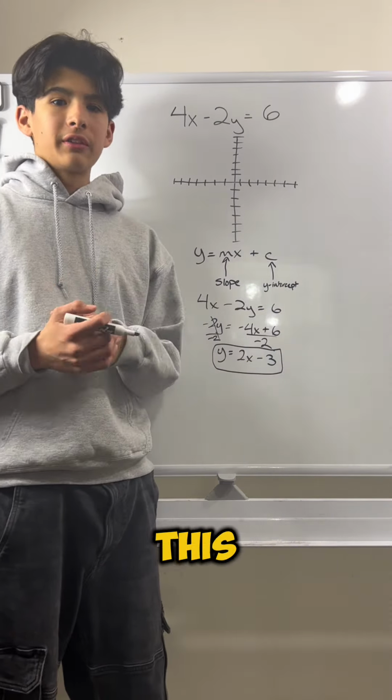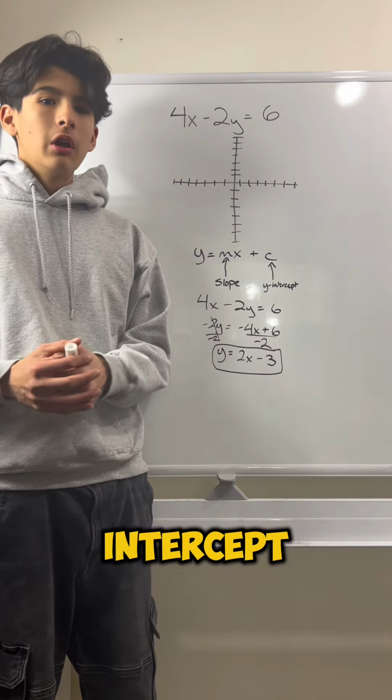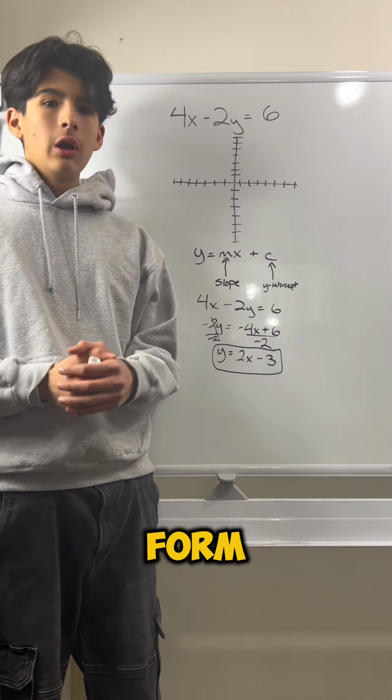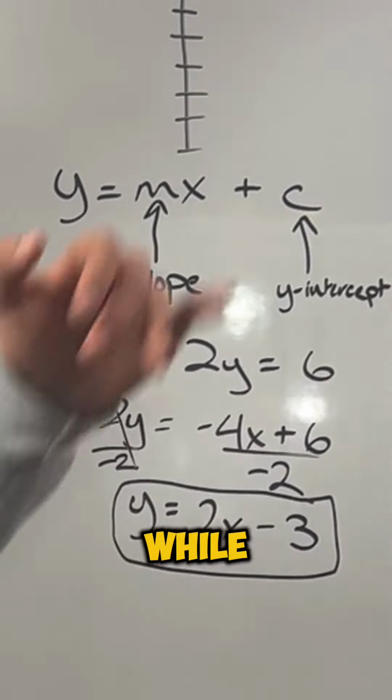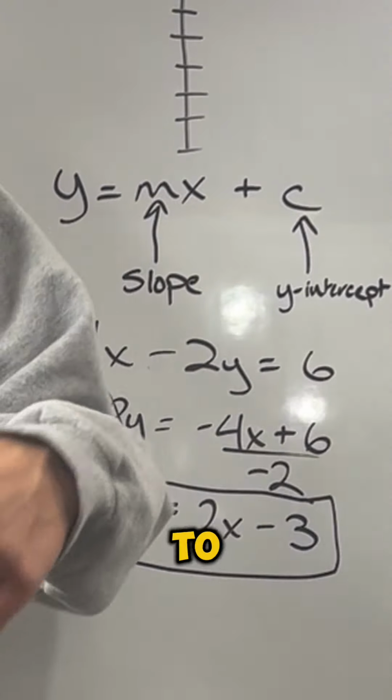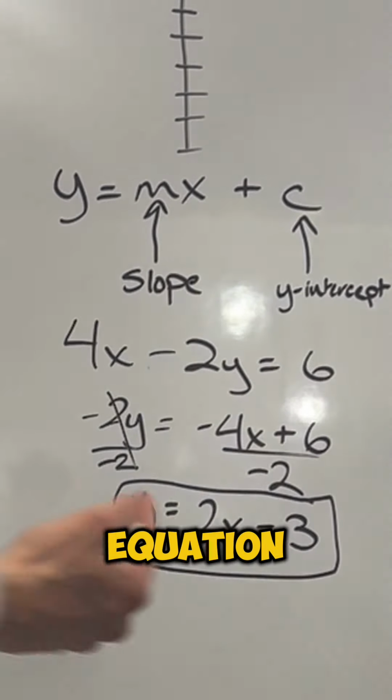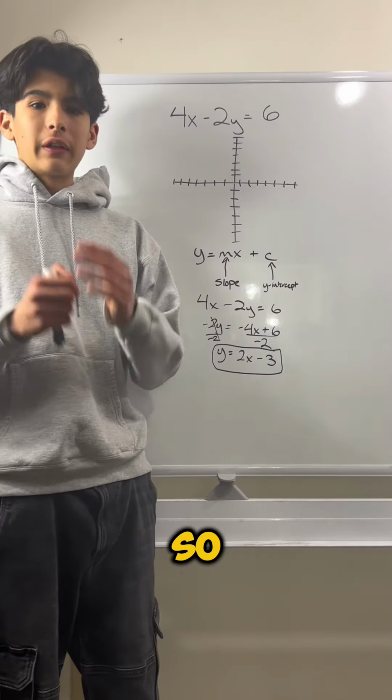Now, the second step in order to graph this equation is to graph the y-intercept. So let's look at our slope-intercept form. Where is the y-intercept on this? Well, it's at the plus c. So we have to locate that on our new equation. Now our plus c is -3. So that's where we're going to plot a point.